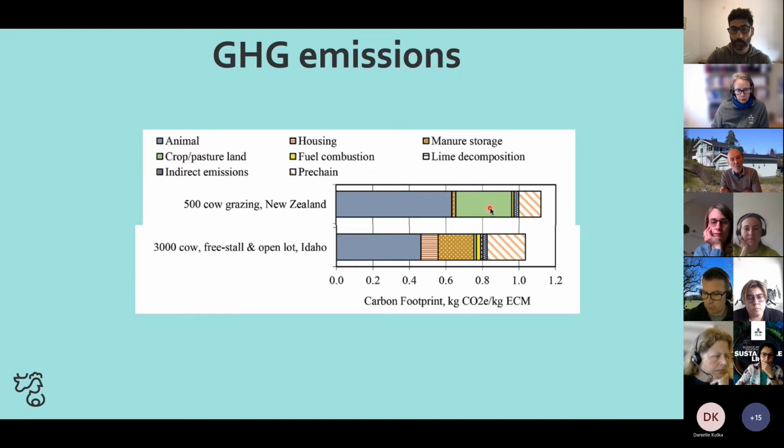So in the grazing system, there's a big chunk coming from the crop and pasture land management, while in the intensive systems, the storage and the management of manure and the pre-chain sources, mainly through feed imported into the farm, are the two main other elements in addition to enteric methane. The question here is how we can accurately calculate or estimate these emissions at not only a farm level, but a region or national level.